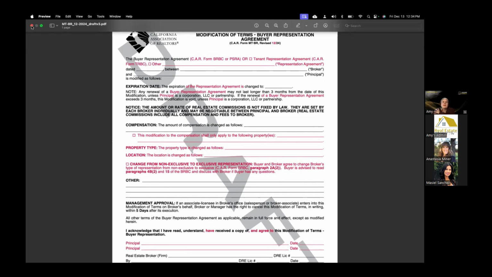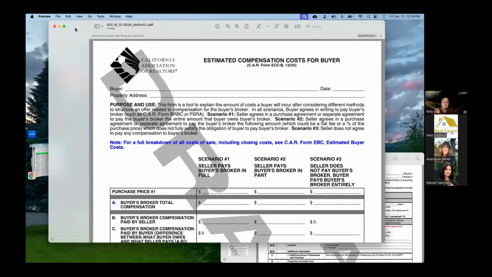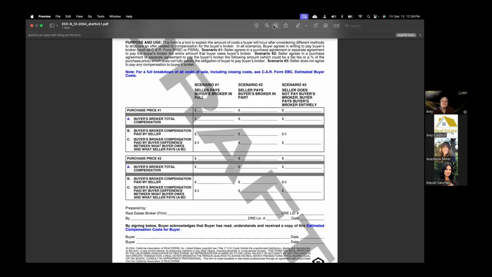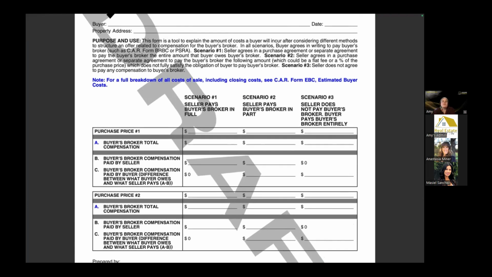All right. Our next form is the estimated compensation cost for buyers. This is like the estimated compensation cost for sellers, except this is the buyer version of it. Again, this is a newer form. It's just to show them different scenarios and what that would look like. For a full breakdown of all costs, including closing costs, see CAR form EBC, the estimated buyer cost. We're just going to say, at this purchase price, here's what the compensation is in the BRBC.